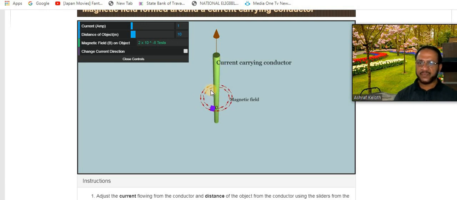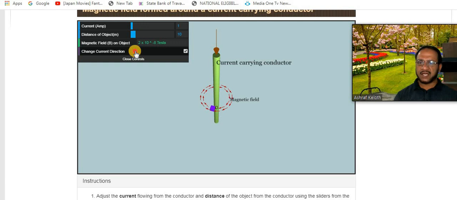If your thumb is in this direction, then your fingers will be encircling this way, so your fingers give the direction of the magnetic field. When I change the direction of current, the direction of the field also changes. Can you observe that? Now the field is in the opposite direction. Current is downward, so you have to hold the conductor with your thumb in the downward direction, and your fingers will be moving this way. The direction of magnetic field lines surrounding a straight conductor can be obtained from the right hand thumb rule.